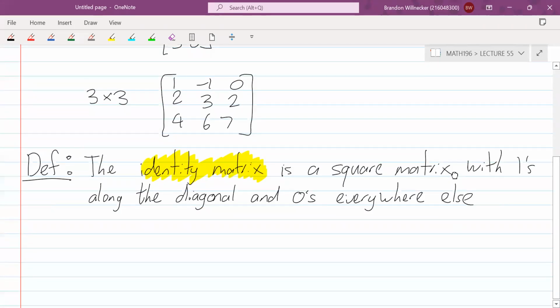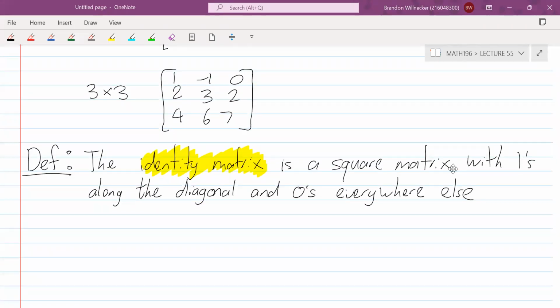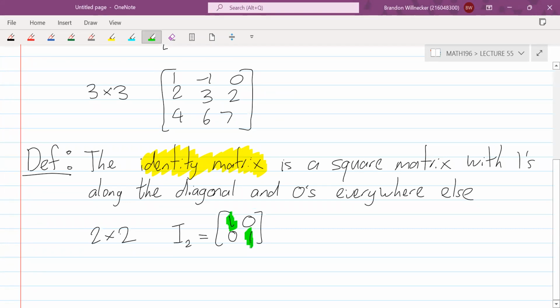So what does it look like? The shape of the identity matrix depends on what size you're looking at. If you're looking at a 2 by 2 square matrix, then we write the identity matrix as I2, because it's a 2 by 2. And it's given by 1, 0, 0, 1. Here we see that we've got the ones along the diagonal, and then we've got the zeros everywhere else. So that's a 2 by 2 identity matrix.